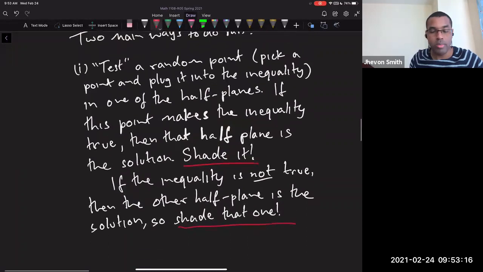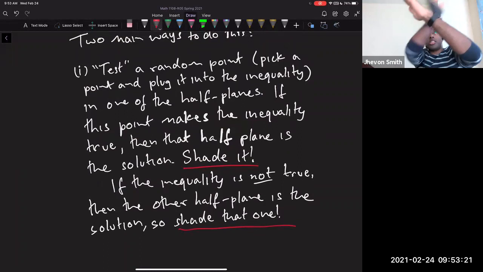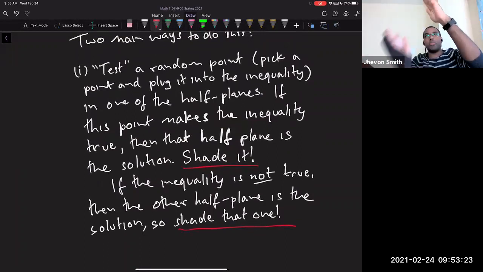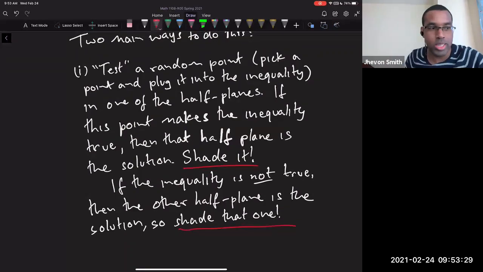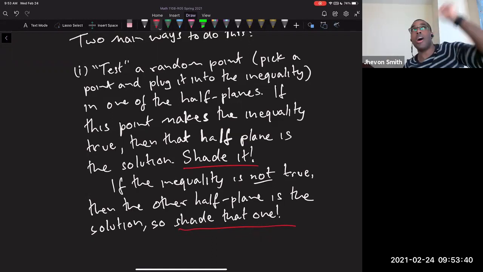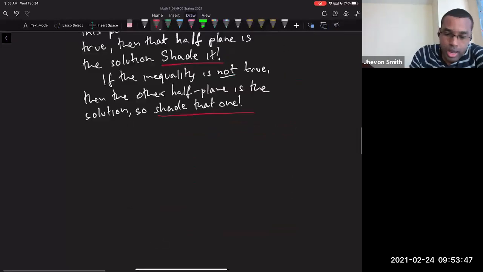So that's one way to do it. You sketch the line. The line obviously is going to split 2-dimensional space into 2 parts. Pick a random point from one of these parts. You're going to plug in the x and y coordinate for that point into the inequality. If it makes sense, then the region in which that point came from is the solution. Shade the entire region. If it's not true, then it means the opposite region is the solution. Shade that one, right? That's basically what I'm saying here. So that's one way to go about it.